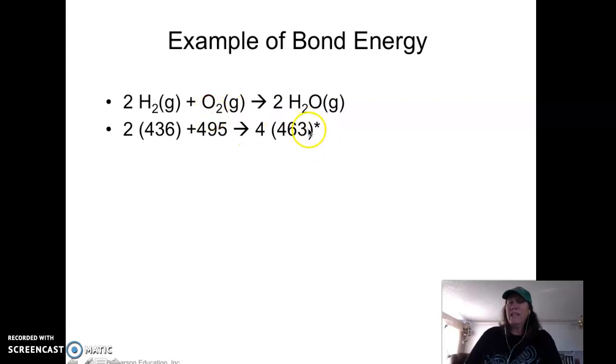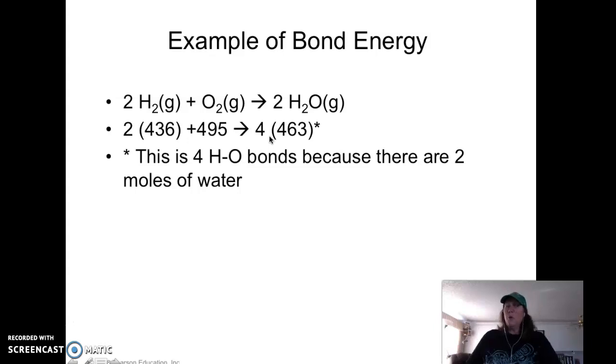Now over here, I have water, and I put 4 because there's going to be 2 hydrogen-oxygen bonds in 1 mole of water. But since I have 2 moles, there's going to be 4 of those bonds. I think I even put a little note to that: this is 4 H-O bonds because there's 2 moles of water. In 1 mole there'd be 2, so in 2 moles there'd be 4. So I take 4 times 463, and again, this is an H-O bond if you look on that chart.